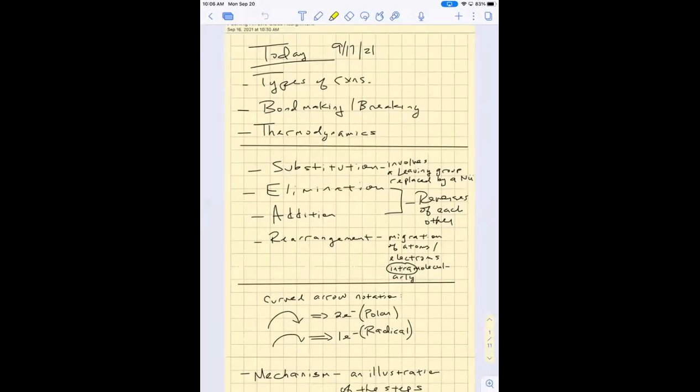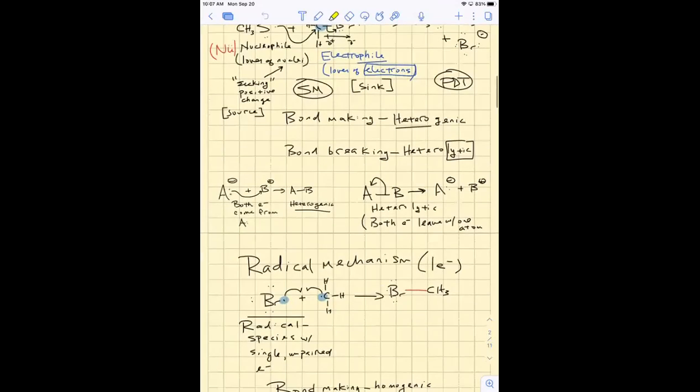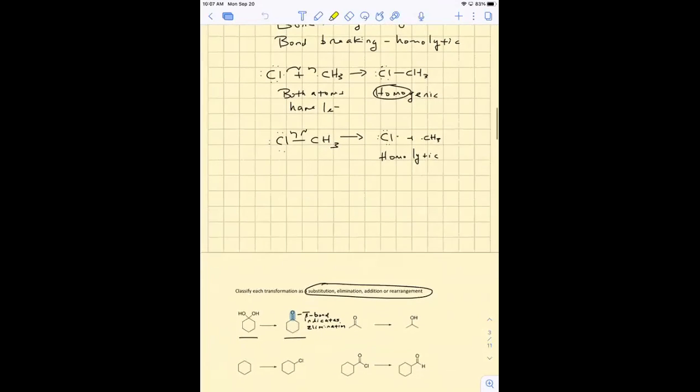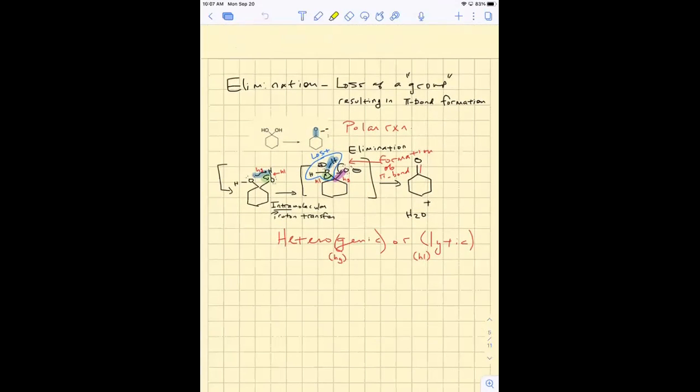All right, so we talked about on Friday the 4 types of reaction: substitution, elimination, addition, rearrangement. We talked about curved arrows. We talked about the types of arrow bond making and bond breaking processes: homolytic, homogenic, heterolytic, heterogenic. We talked about quite a bit actually. And then we started with this example of an elimination, and we went through the mechanism. So I actually want to do that with the rest of these too, because it's going to help us when we get to the other part of this assignment.